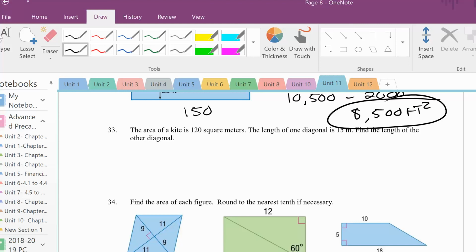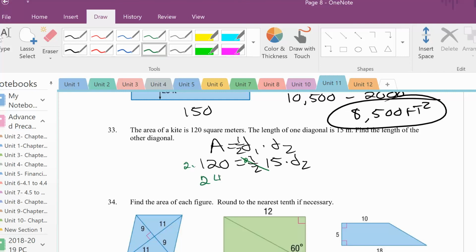The area of a kite is 120 square meters. The length of one diagonal is 15. Find the length of the other. Well, remember, area of a kite is 1/2 diagonal 1 times diagonal 2. So 120 equals 1/2 15 times diagonal 2. So multiply by 2 to get rid of the fraction. So you get 240 equals 15 times diagonal 2. Divide by 15. And diagonal 2 is equal to 16 meters.